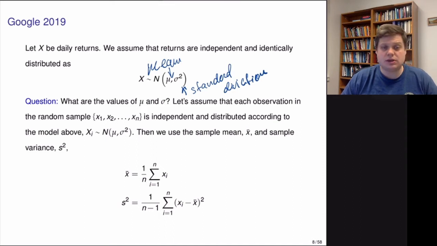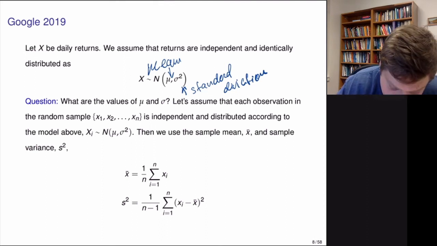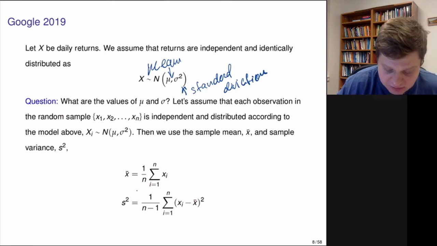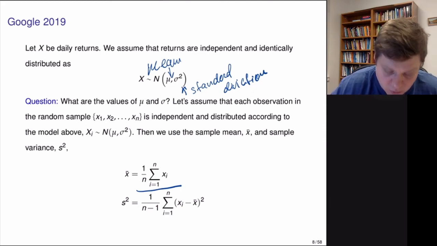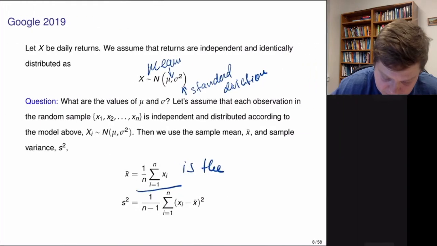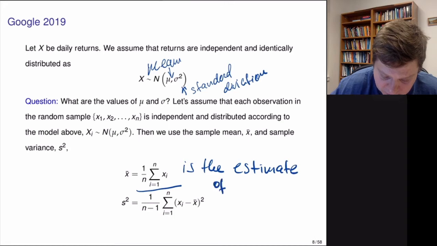Then we're simply going to use sample mean and variance to estimate the mean and variance of the distribution. So we're going to call it x bar. X bar is just the average across the returns observed in our data set, where n is the number of the observations. And we're going to say that x bar is the estimate of the true mean mu.